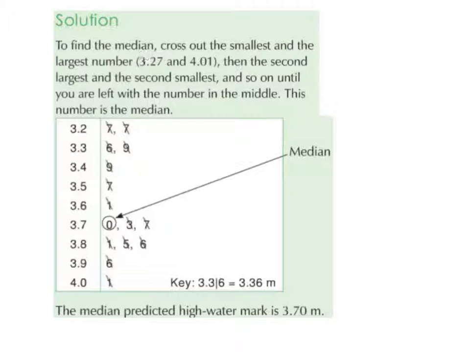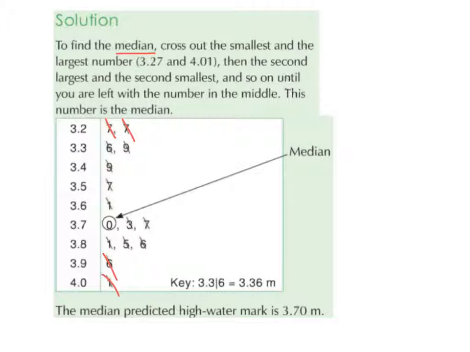To find the median, cross out the smallest and the largest number. So 3.27, so that 7 there represents 3.27. And 4.01, so that 1 there represents 4.01. So that's the smallest and largest values. So we cross those out. And then the second largest and second smallest, which would be this one, and this one here.